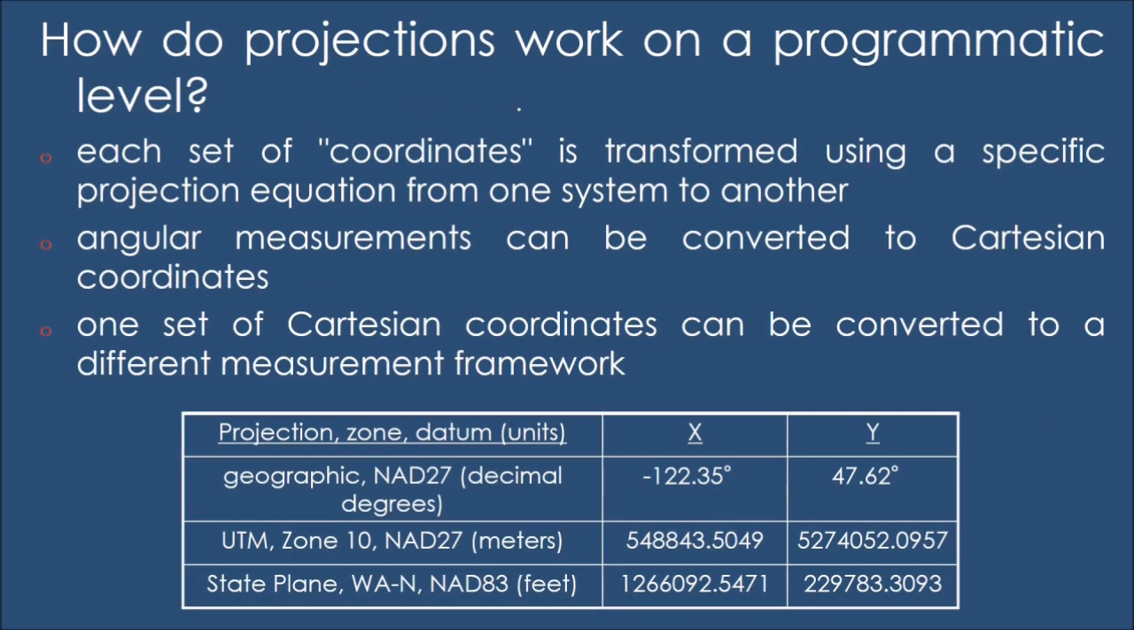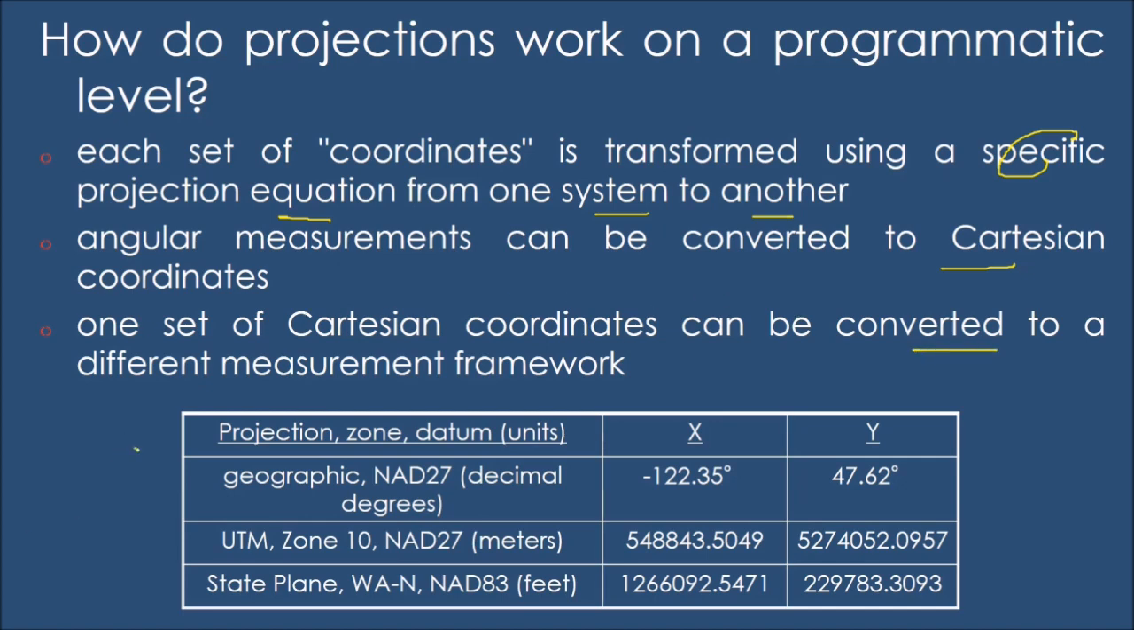How do projections work on a programmatic level? Meaning, if you are a programmer, on that level, how does it work? Each set of coordinates is transformed using a specific projection equation from one system to another. Angular measurements can be converted to Cartesian coordinates, and one set of Cartesian coordinates can be converted to a different measurement framework.